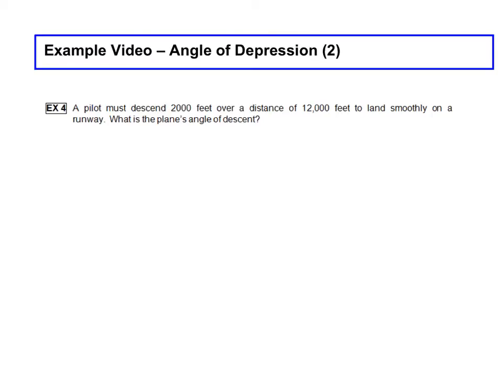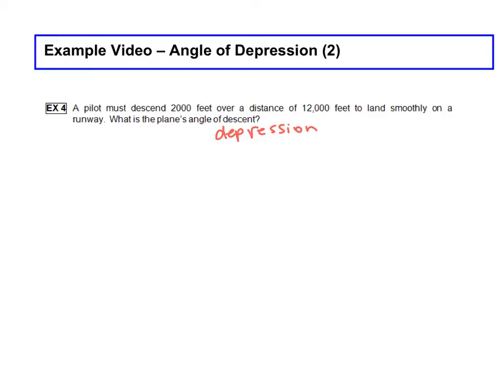All right, example 4, we have a pilot who must descend 2,000 feet over a distance of 12,000 feet to land smoothly on a runway. What is the plane's angle of descent? Well, an angle of descent is going to be an angle of depression. So descent and depression, we're talking about the same thing.